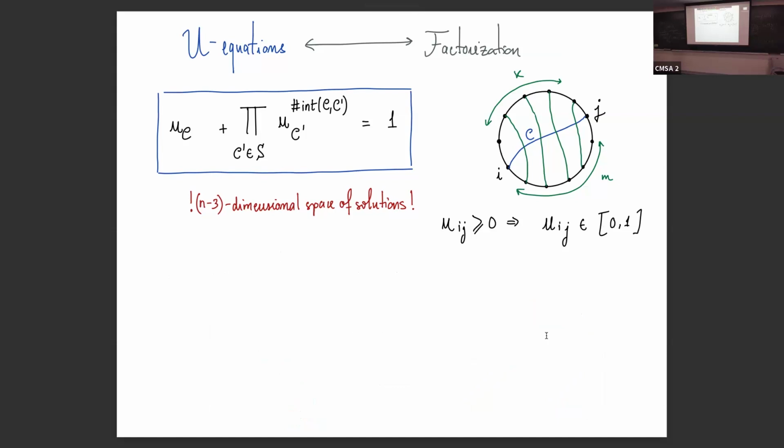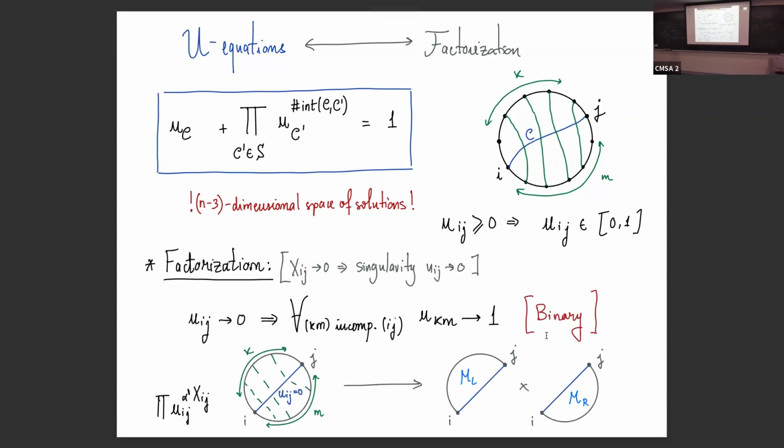Okay, so if we have the U variable associated to a given curve C on the surface, and we take the product over all the remaining curves on the surface that I'm calling C prime, where the exponent is the number of times that C intersects C prime, then this has to be equal to 1. So you see there are as many equations as there are U variables, but still at tree level already, there's an n-3 dimensional space of solutions because we parameterize the U's in terms of the Y's that solve these equations. In addition, this equation tells us that if we look at the domain in which the U's are positive, then automatically all of them have to lie between 0 and 1, precisely because these are positive quantities that add up to 1, so all of them live between 0 and 1.